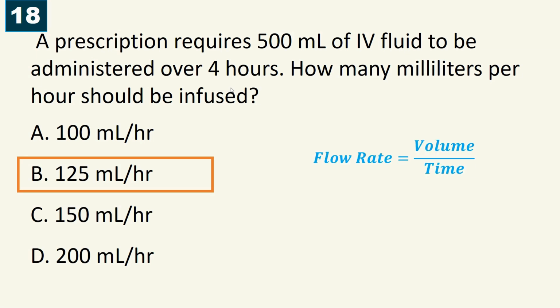The standard formula for this is flow rate equals volume over time. So here volume is 500 mL and time is 4 hours. So that's a straight question that gives you 125 mL per hour. That's your answer.